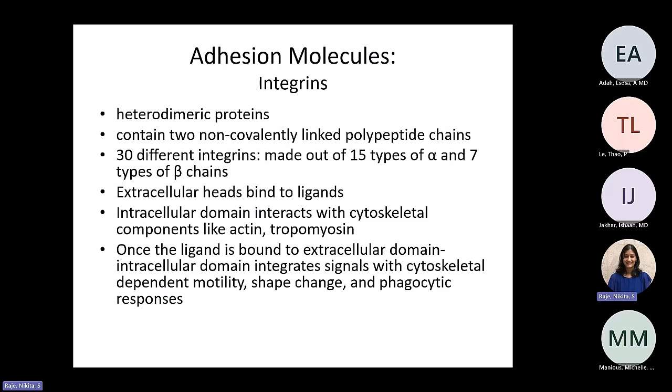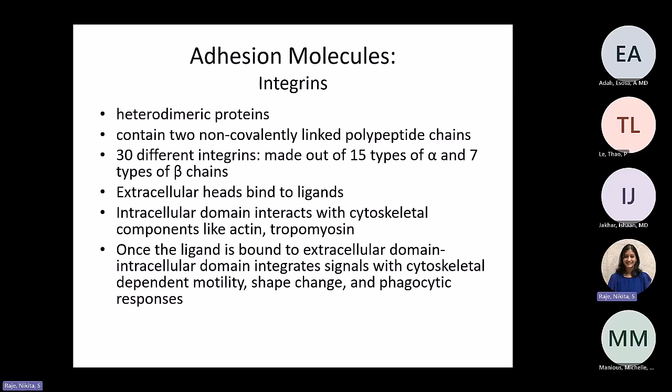So now we talk about integrins. Integrins are a little different from selectins. These are heterodimeric proteins. What does that mean? It's dimeric, so there are two molecules. These are two chains, and they are heterodimeric, which means the two chains are different. So they contain two non-covalently linked polypeptide chains. These are either alpha type or beta type. So there are 30 different integrins made out of 15 types of alpha chains and 7 types of beta chains, and various combinations between those.